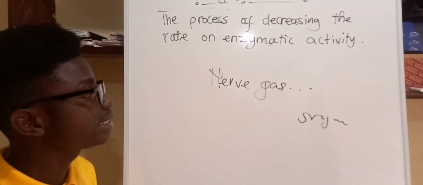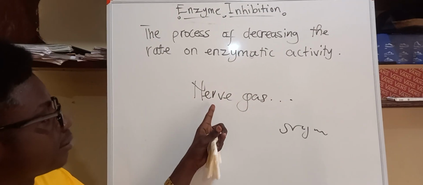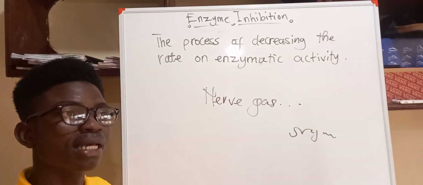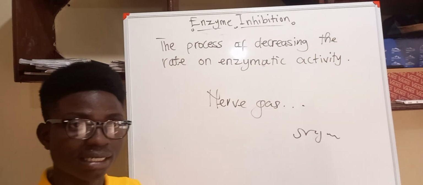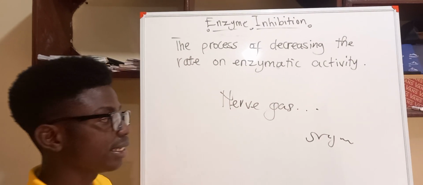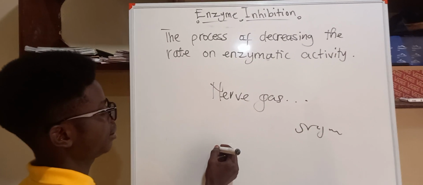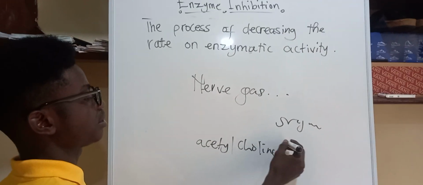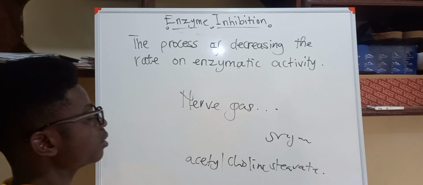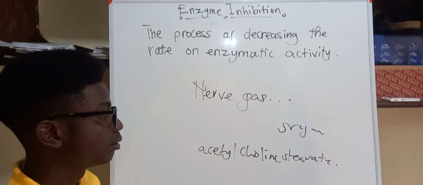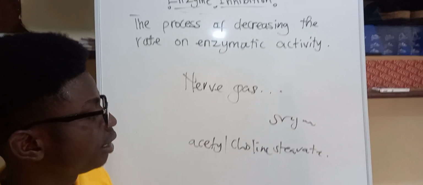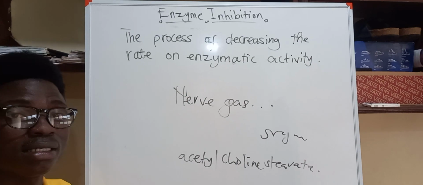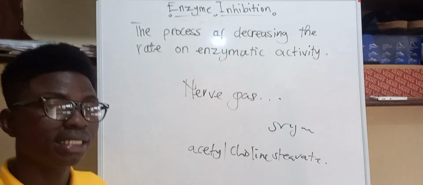And so when you have the nerve gas coming into the system, it is actually coming to decrease the rate by disrupting the mechanism, such that there is this enzyme known as acetylcholinesterase. This enzyme acetylcholinesterase is the enzyme that catalyzes the breakdown of acetylcholine, which is a neurotransmitter.